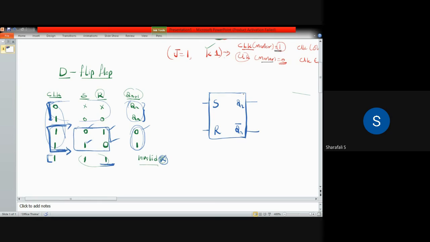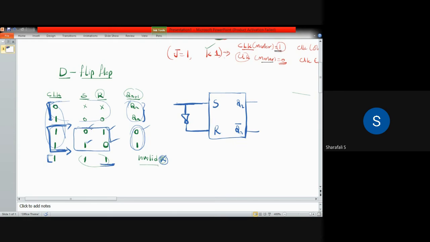In such a case, we do not require two inputs. Instead of that, we need only one input, and we just have to make the complement of that input and feed it to the next input. So what I mean by that is, if you are considering this as your S, I am considering this as the only input I am having. And from this input, I am connecting a NOT gate, and that is connected to this R.